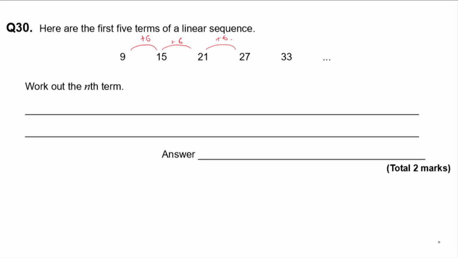So I know a sequence that goes up in 6s, it's 6n, and 6n goes 6, 12, 18, 24, 30. Now our sequence, if you notice, each term is like 3 more than 6n. So our sequence then is going to be 6n plus 3. Okay, so that's my nth term, 6n plus 3.